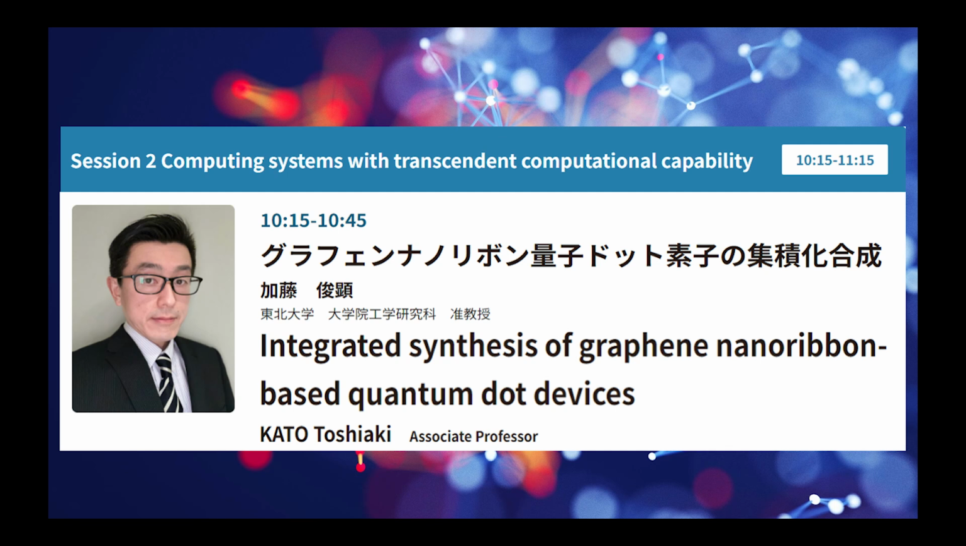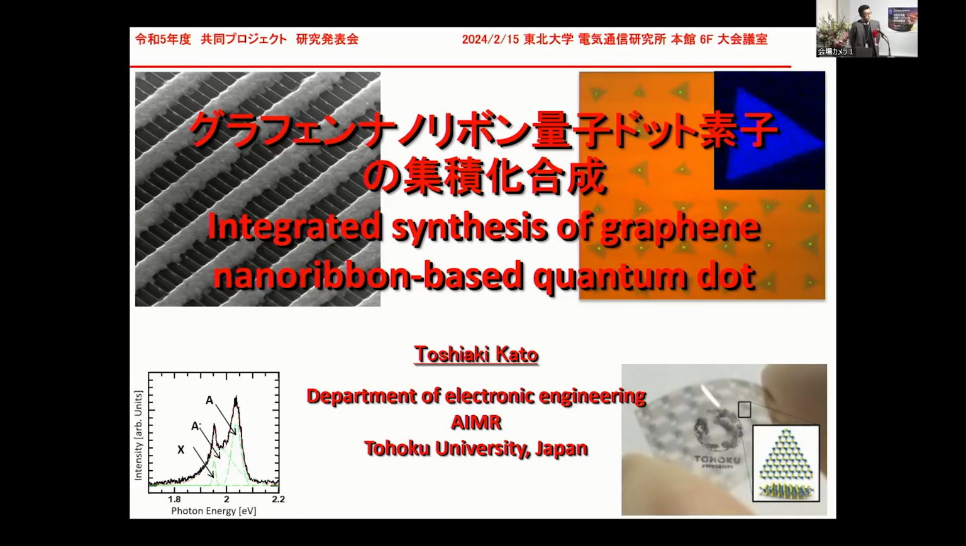I'm Toshiaki from Tohoku University. So today I'll talk about integrated synthesis of the graphene and ribbon-based quantum dot.